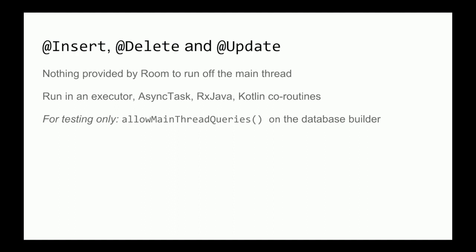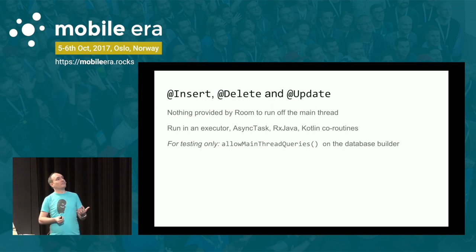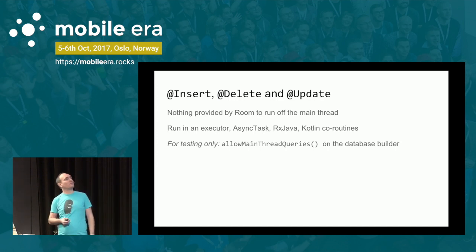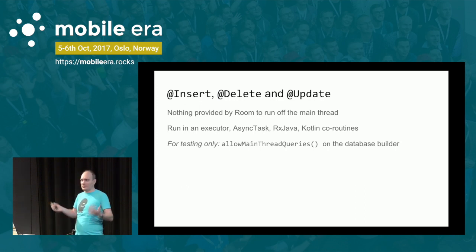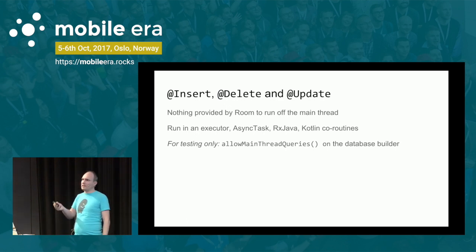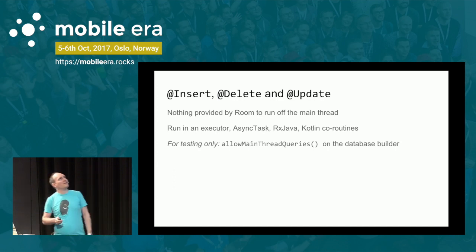The bad news is that Room doesn't really give you any means to not run it on the main thread for inserts, deletes, and updates. So if you're doing that kind of operation, you have to find your own mechanism to do that. So it's either AsyncTask, an executor, RxJava, maybe Kotlin coroutines if you want to get fancy. So there's nothing in Room yet to help you there. That's kind of unfortunate. For testing, there's this exemption that you can make when you pass in allowMainThreadQueries on the database builder, but that's only for testing. So promise you only use this for testing, please.